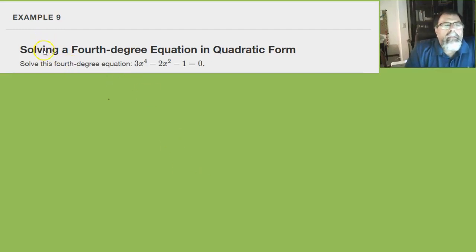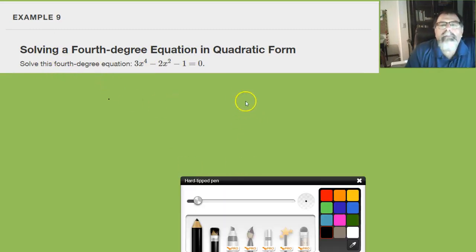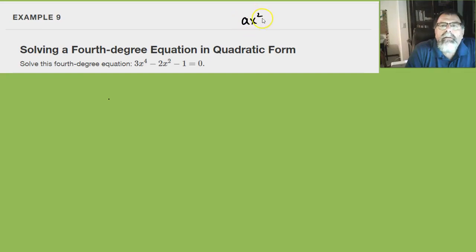Okay, so looking at example 9, solve a 4th degree equation in quadratic form. Solve this 4th degree equation. So we don't have any techniques for 4th degree equations yet, but if it has 3 terms in it and it has what we call quadratic form, right? Quadratic form is ax squared plus bx plus c equals 0. That's standard form for a quadratic equation.